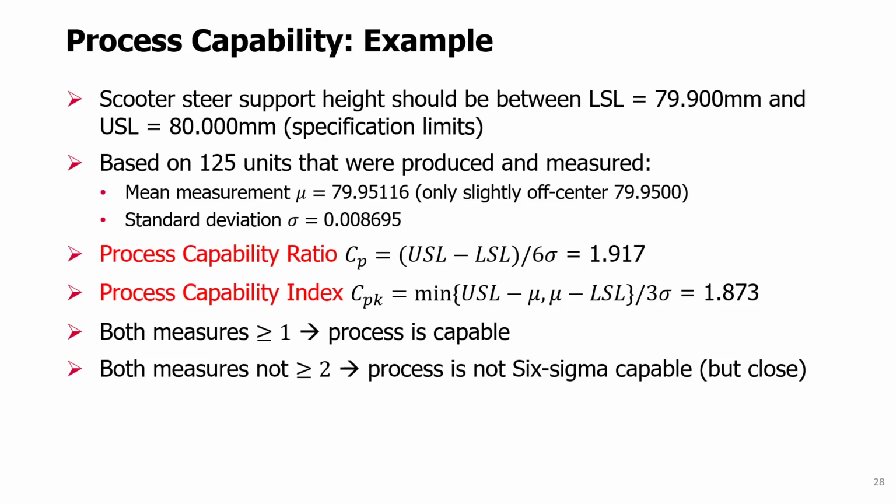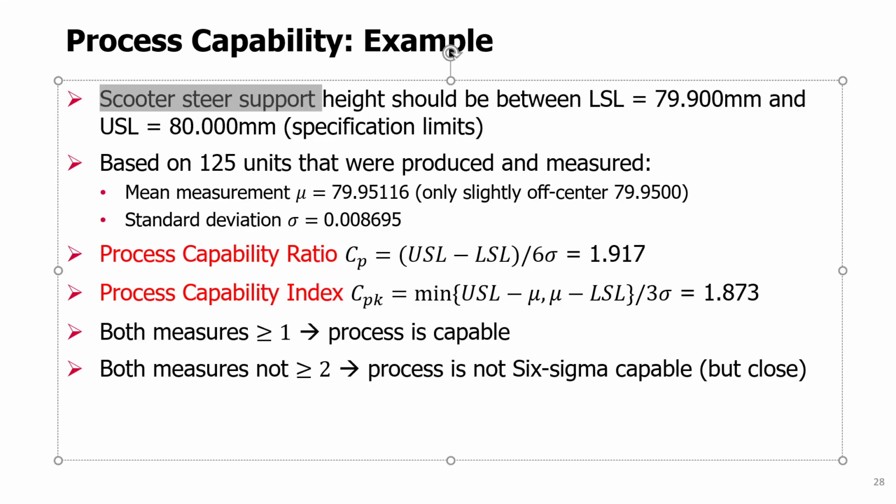So let's consider an example. We assume that we have the scooter steer support, the part that we produce, and we measure the height, which is the critical measurement. This height should be between 79.9 millimeters and exactly 80 millimeters. These are the specification limits. Let's say we measured 125 units that were produced, and we found that the mean of those is 79.95116.